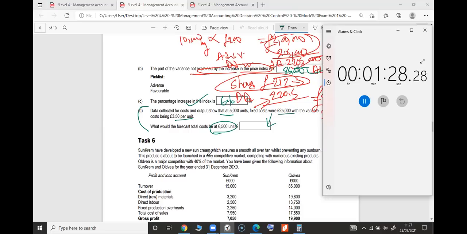Meanwhile, let's read the question again. Data collected for costs and output show that at 5,000 units, fixed costs were something, with variable costs of 3.5 per unit. What would be the forecast total cost at 6,500 units? Now, some of you tried to work out with fixed cost. Don't worry, Shazad, Samuel, you made a mistake here. That's not a problem at all, because you have tried to do extra.